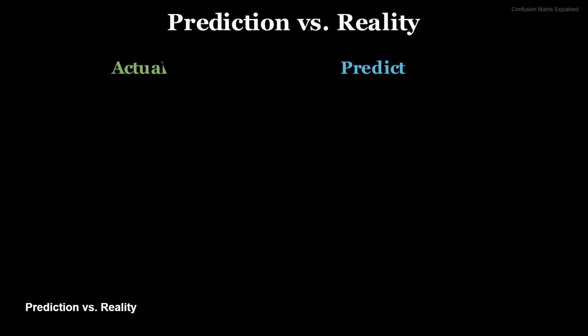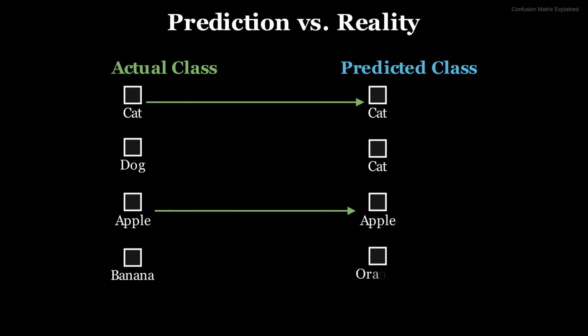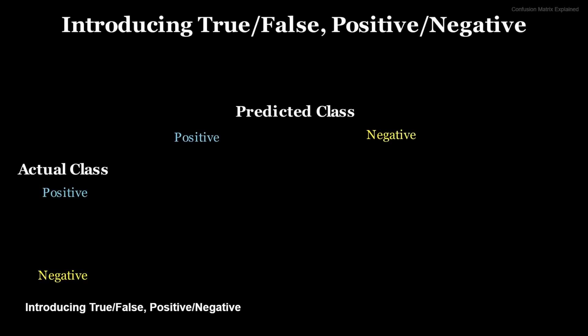At its heart, a classification model makes a prediction about an input, assigning it to a specific class. But for each prediction, there's also an actual true class. Sometimes the model gets it right, and the predicted class matches the actual class. Other times, however, the model gets it wrong, and the prediction is incorrect. To categorize these outcomes, we use four key terms.